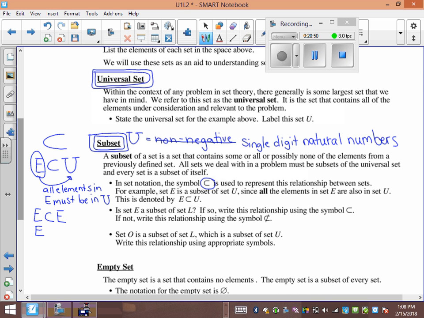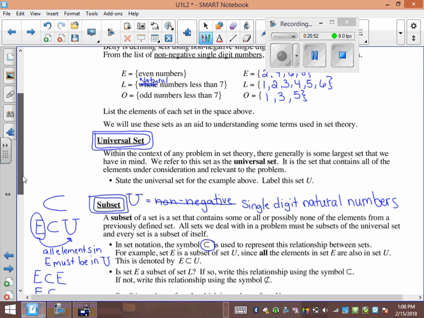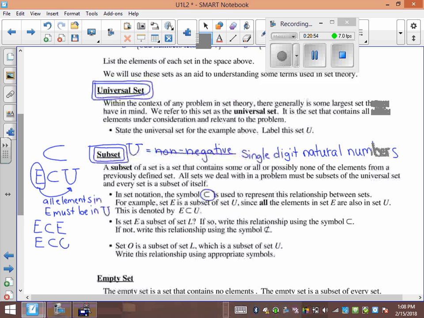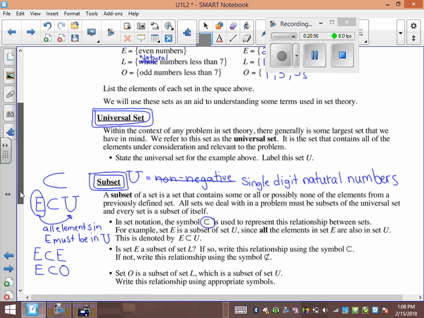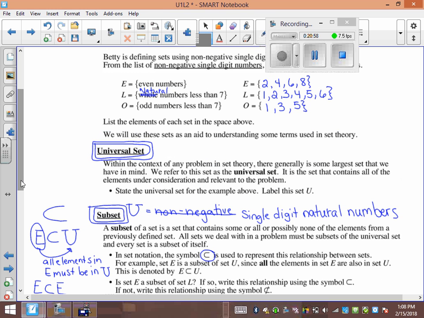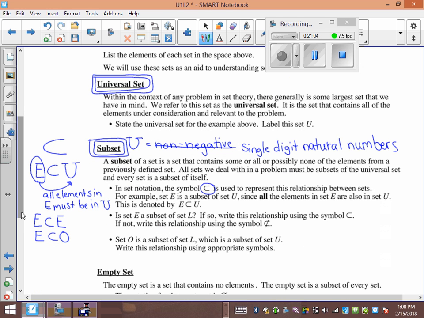Is E a subset of O? E has 2, 4, 6, and 8. O has 1, 3, 5. Is 2, 4, 6, and 8 in 1, 3, 5? No. So E is not a subset of O. What if 3 of the 4 elements in E were in O? Would that work? If 3 of the 4 elements in E were contained in here? No. All of these have to be contained in here, or it's not a subset.